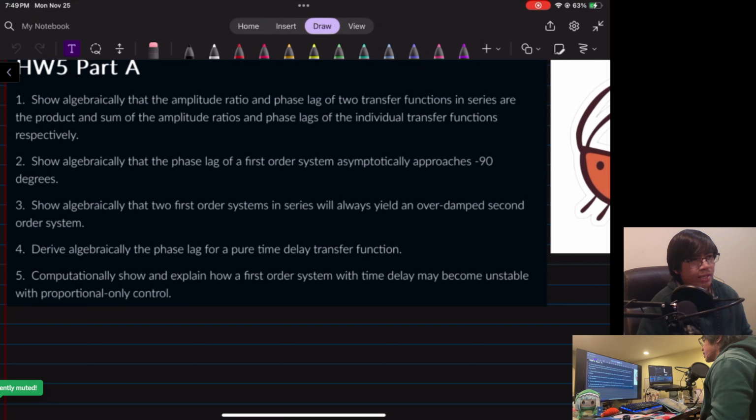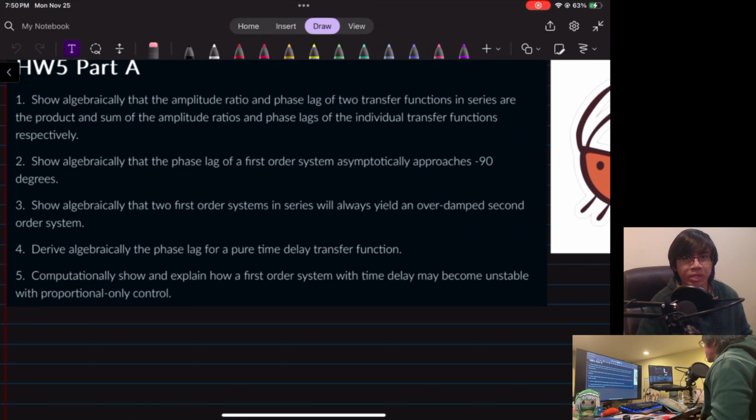We'll also see that the transfer function for a first order system approaches negative 90 degrees, and that two first order systems in series will yield an overdamped second order response. It's pretty similar to the second order, which I'll do here, even though it's not mentioned, just to see the differences.